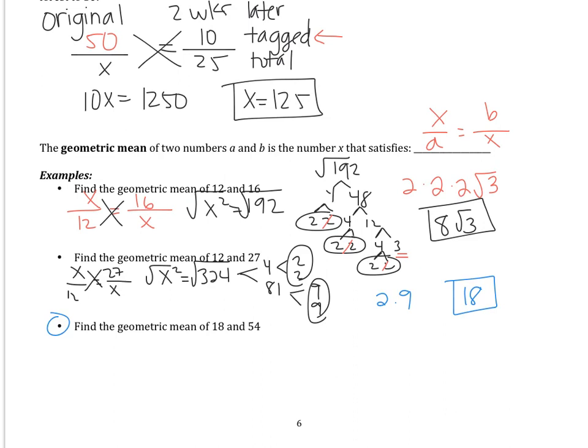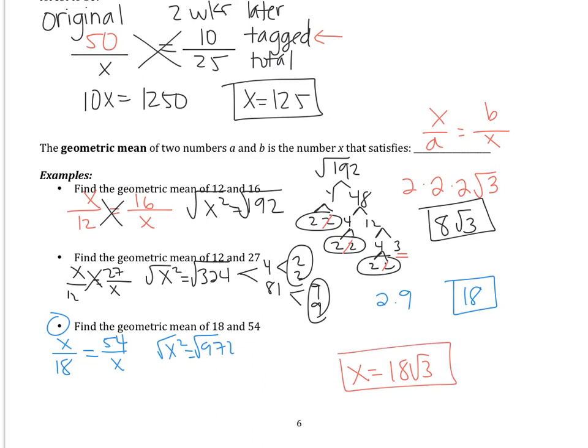Okay, let's see how we did. You should have set up a proportion. You have x, and then you have 18 and 54. After using the cross products property, you get x squared equals 972, and then you should have broken down that 972. It's okay if you use a calculator because that's such a big number. After you simplify, you should have gotten 18 root 3. So the geometric mean of 18 and 54 is 18 root 3.